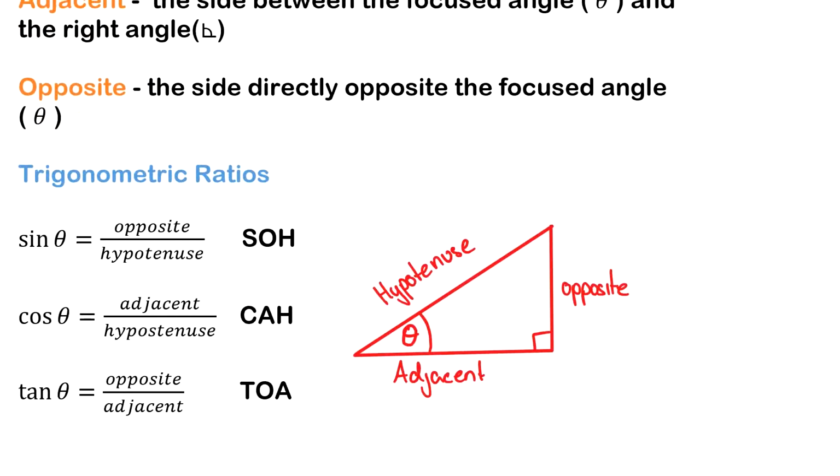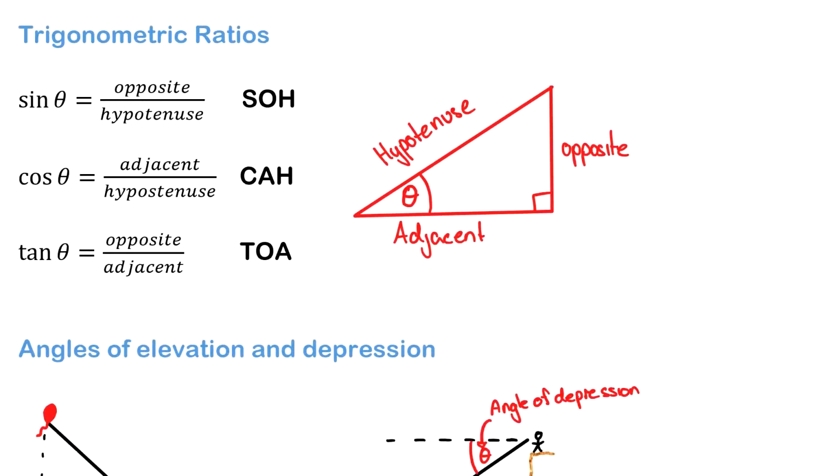The next thing we're going to look at is our trigonometric ratios. These are your sine, cos, and tan. Sine is the opposite side over the hypotenuse. We like to use SOH to remember that because S stands for sine, O opposite, H hypotenuse. We then have cos, which is adjacent over hypotenuse, and then tan, which is opposite over adjacent. Each of these are ways to help you remember what's involved in each of the ratios.